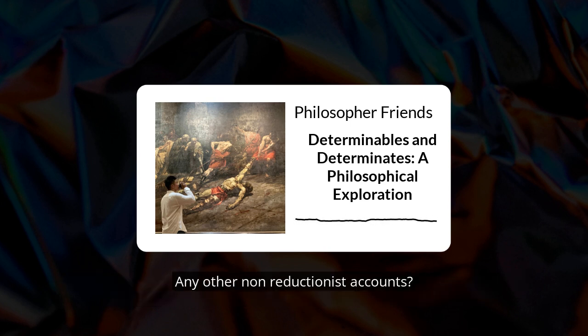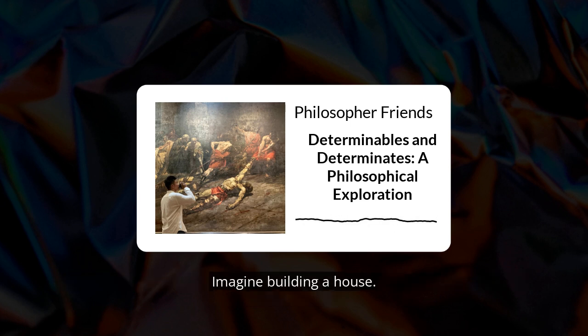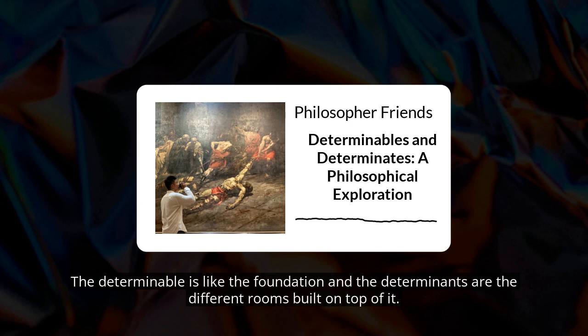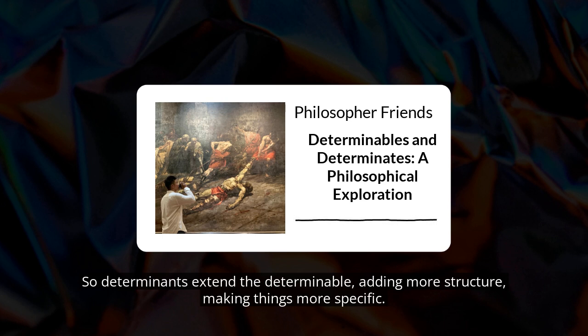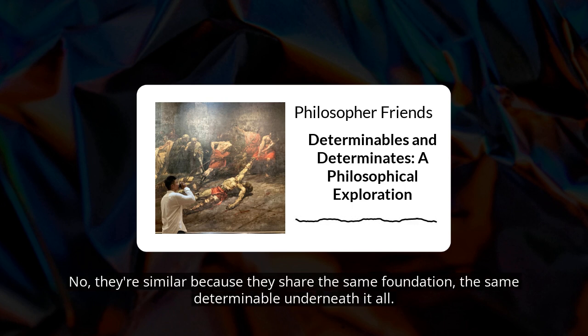Any other non-reductionist accounts? Yeah, there are constitution-based accounts, too. These say that determinables are, in a way, parts or constituents of their determinants. Imagine building a house: the determinable is like the foundation, and the determinants are the different rooms built on top of it. So determinants extend the determinable, adding more structure, making things more specific. And I guess that would explain determinant similarity too. Yes, they're similar because they share the same foundation, the same determinable underneath it all.